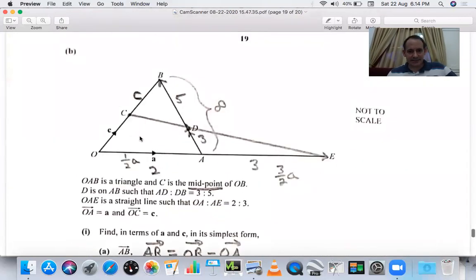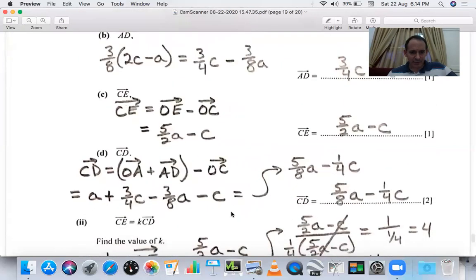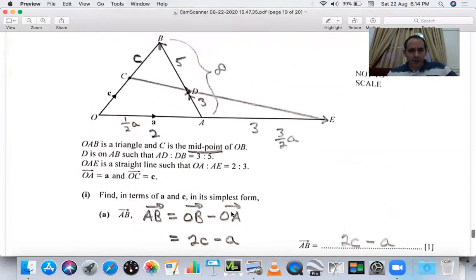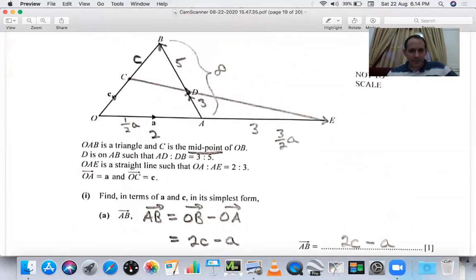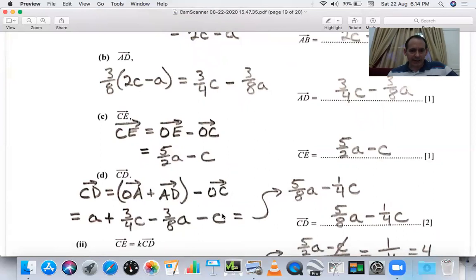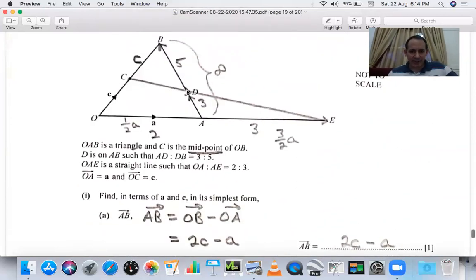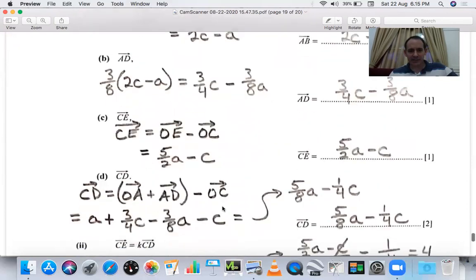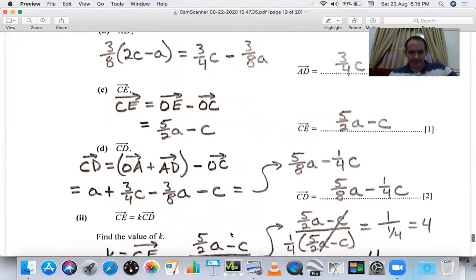C to D. C to D is only going from here to here. So C to D would be going from C down to O, over to A, and then up to D. Or C to D would be OD minus OC. You could put it that way. OA plus AD. This is the end of this vector here. End minus start is OC. Here's the end minus the start.